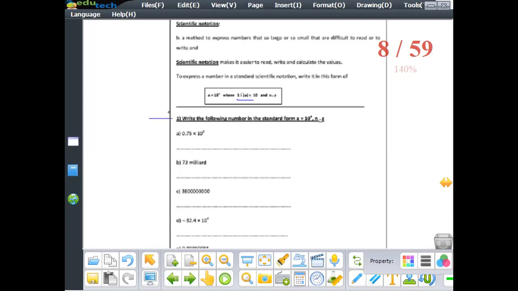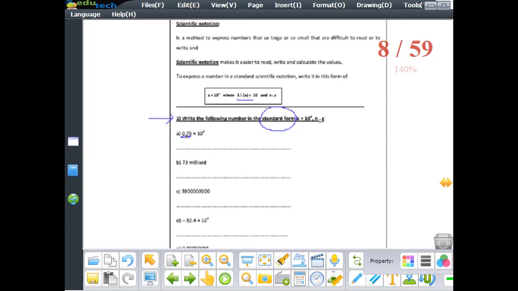This is the first question. He told you, write the following number in its standard form. How can you write it in the standard form? Here you have 0.75 times 10 power 5. For sure, 0.75 is not between 1 and 10 because it's less than 1. So you have to change this number into a number between 1 and 10. How can you do it?